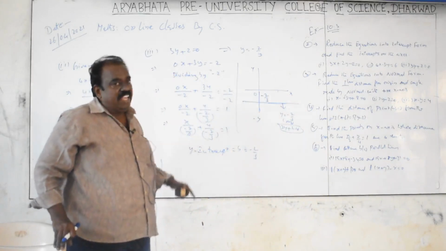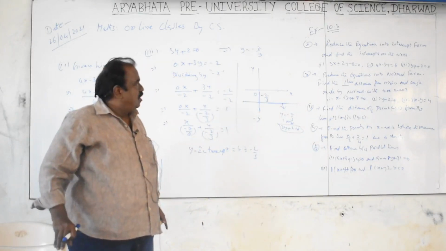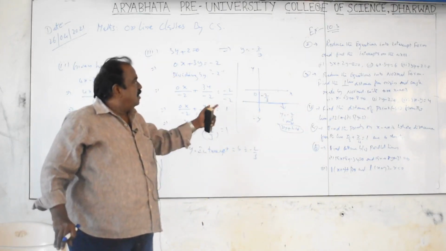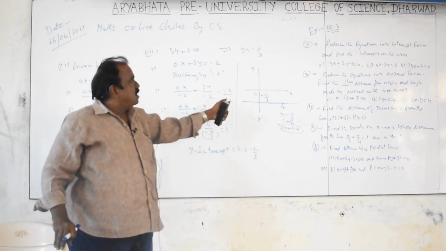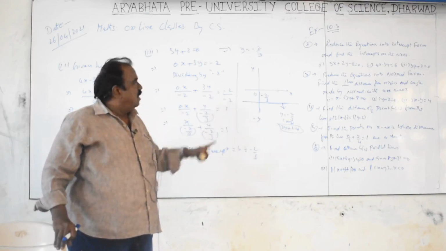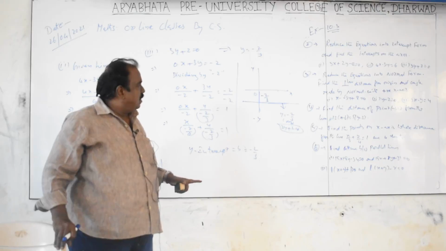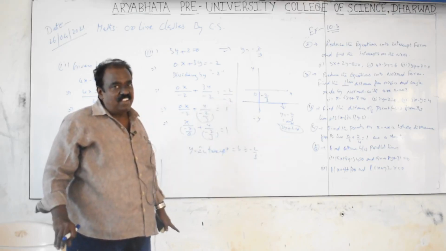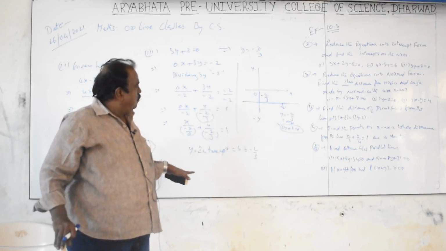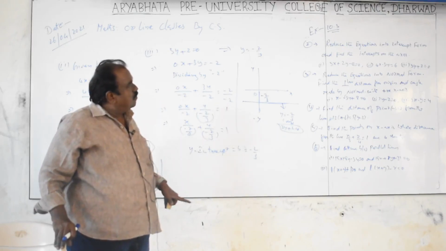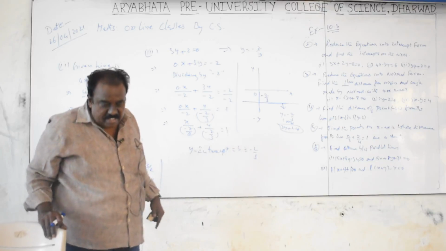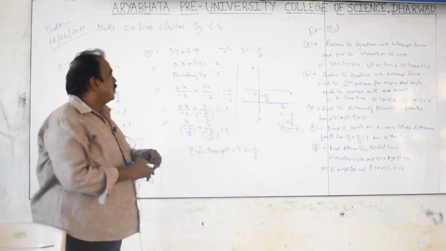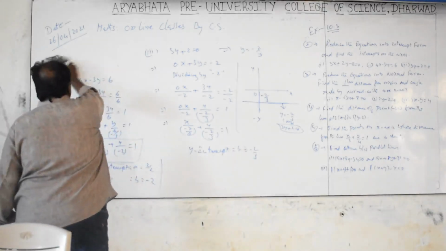Here there is no x-intercept. What is the meaning of x-intercept and y-intercept? It cuts the x-axis at some point and the y-axis at some point. But here only the y-intercept is there, the x-intercept is not there. Okay? That is the problem. You do like this only. These are the three problems. Next, we will go to the third one.